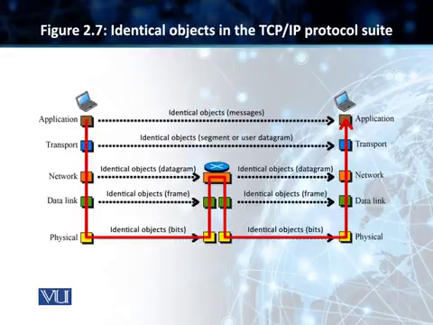So physical layers exchange data in the form of bits. The data link layer data that is interpreted by the opposite side data link layer is called a frame. The network layer data or the object is called a datagram, and it's also called a packet. On the transport layer, we have a segment or user datagram, and then at the application end, we have a message.